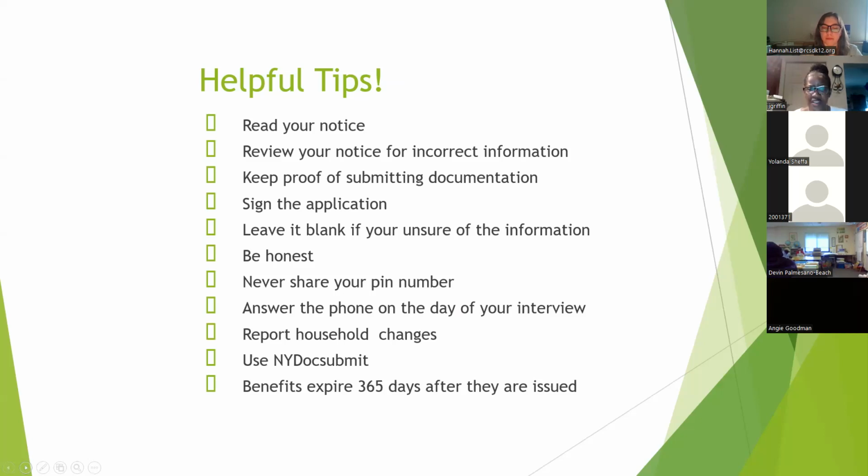Answer the phone on the day of your interview. It may be a number that you're unfamiliar with. Answer the phone. Report household changes in a timely manner. Use the New York Doc Submit app on your phone. And benefits expire 365 days after they are issued. A lot of clients don't realize they have 365 days in order to use their SNAP. They don't necessarily have to spend all their SNAP benefits all in 1 month.